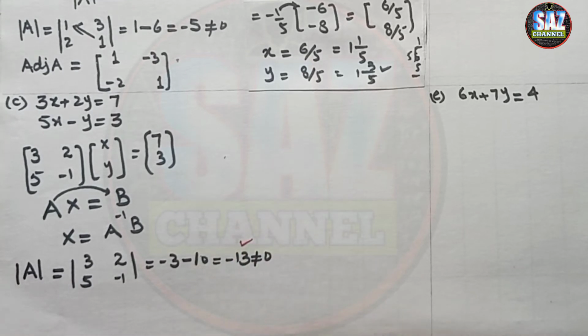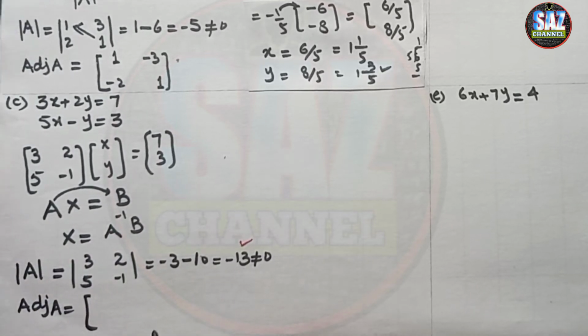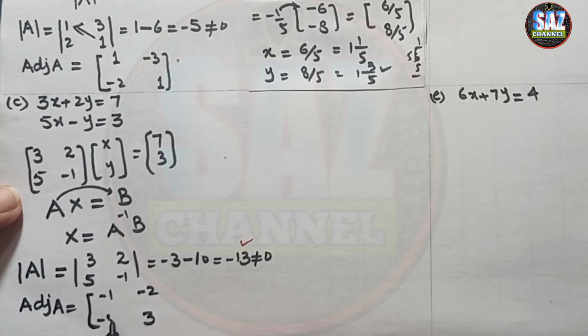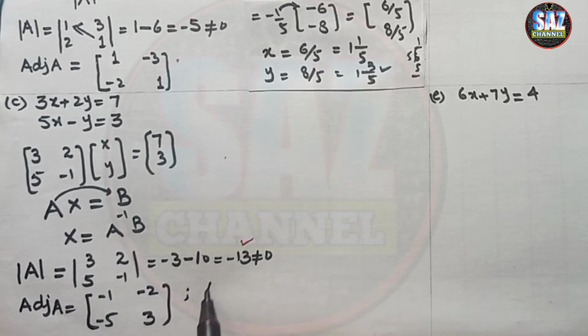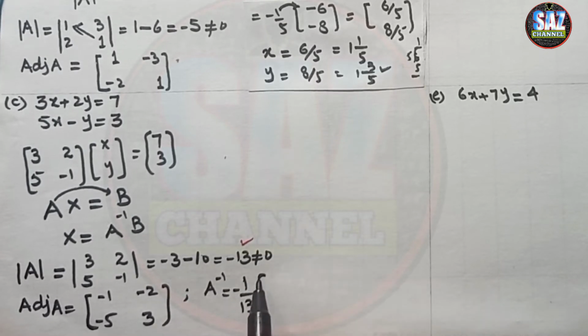Now, for the adjoint of A, recall the rule of adjoint, that we have to apply the PS rule: places of diagonal entries, minus 1 and 3, and signs of the other diagonal, minus 2 and minus 5, and close the bracket. Now A inverse will be equal to minus 1 over 13 into minus 1, minus 5, minus 2 and 3.